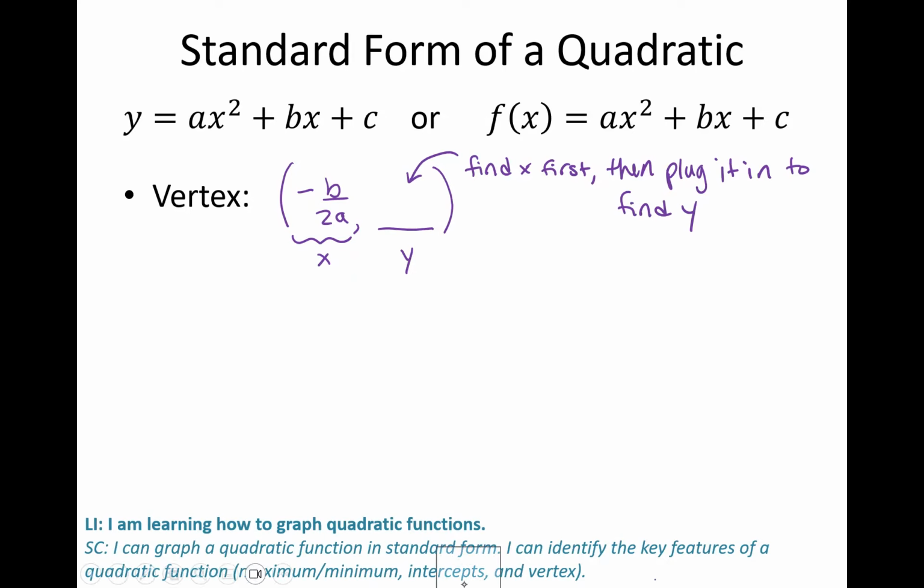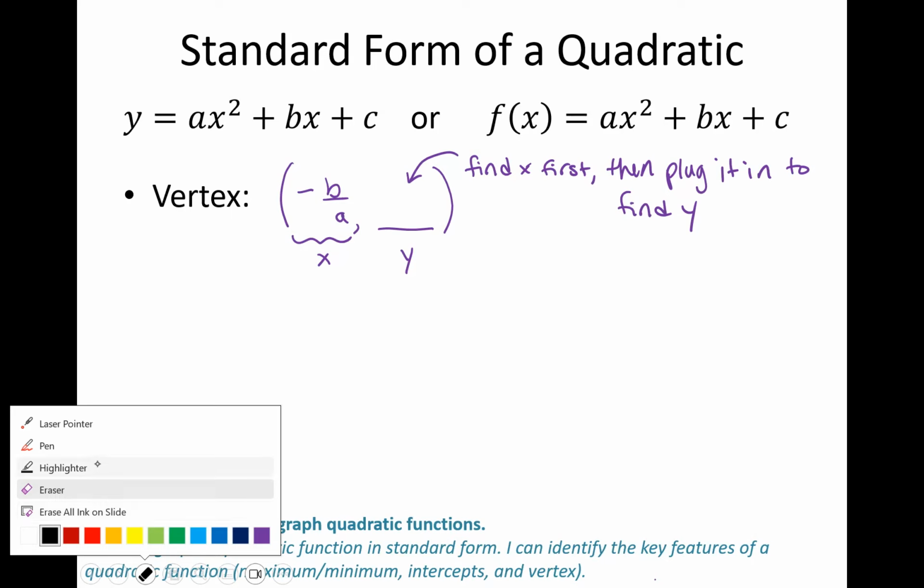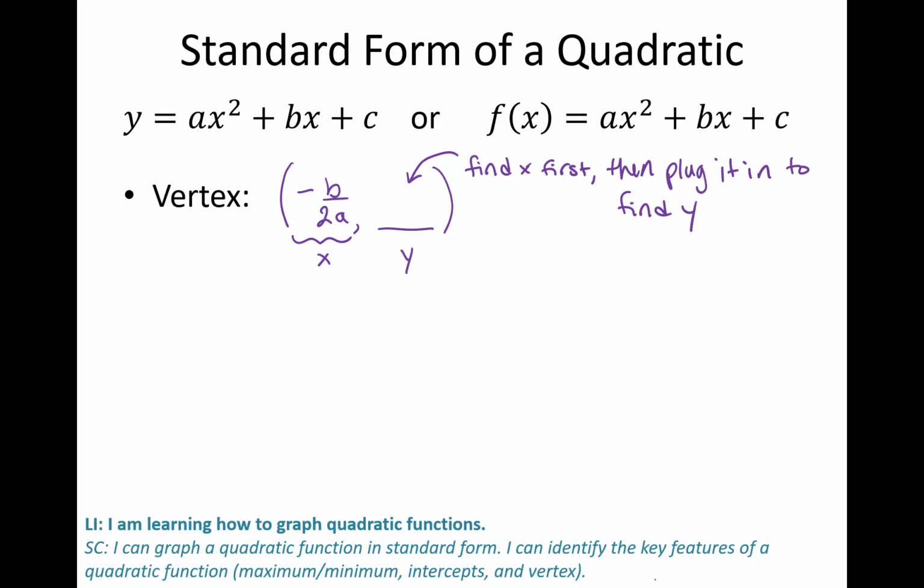There you go. So this little formula, negative b over 2a, that's how we're going to find x. I'm going to make sure that's clear. That's not a z, that is a 2. So it's negative b over 2a.